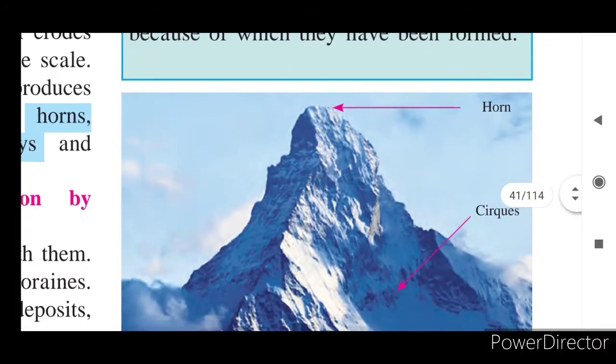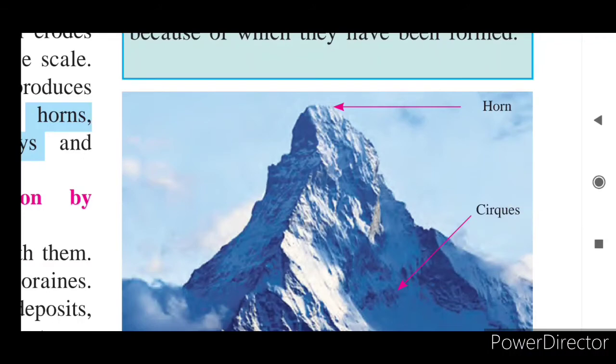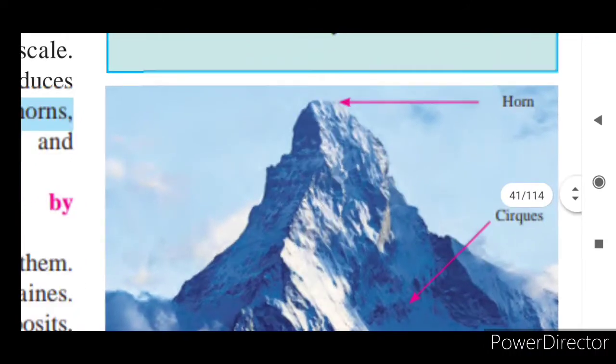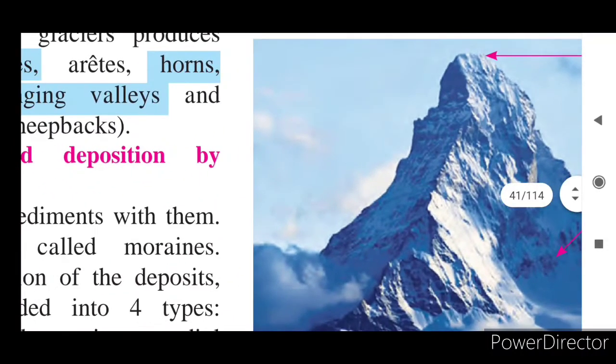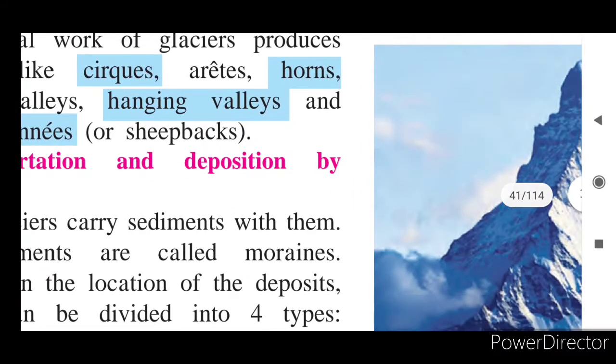And upside, horns: at the tip of that mountain, horn-like shapes are formed, that's why that name is given, horns. Now we will see the next one, hanging valley. What is the meaning of hanging valley? That we will study.